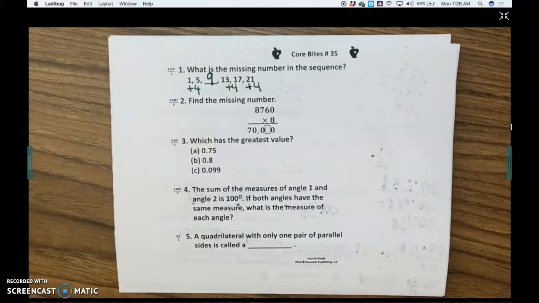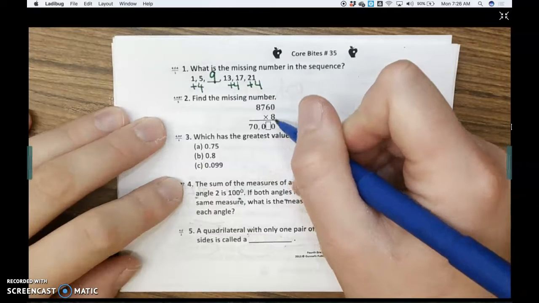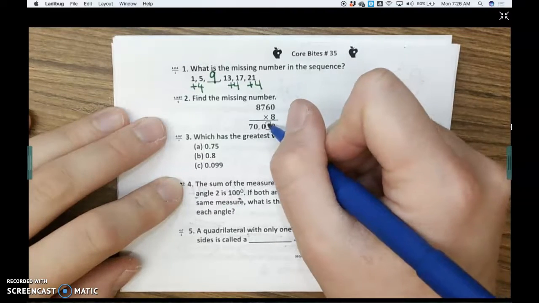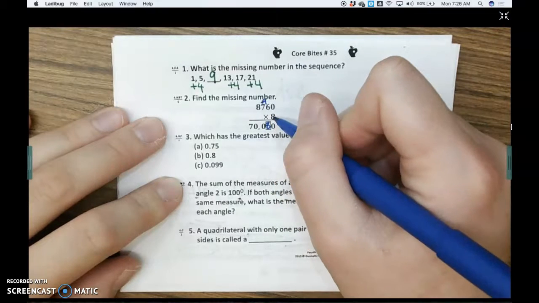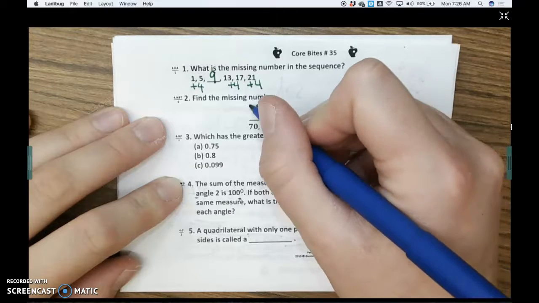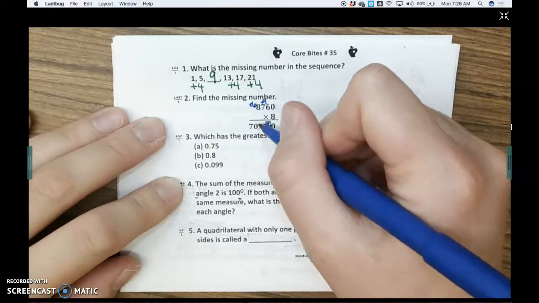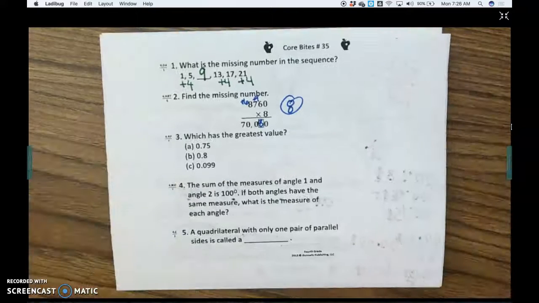For number 2, they want you to find the missing number in this multiplication problem. So we know 8 times 0 is 0. 8 times 6 would give you 48. So if you put the 8 here, regroup with 4, 7 times 7 is 49, 7 times 8 is 56, plus 4 would give you 60, and then 8 times 8 is 64, plus 6 would give you the 70. So your missing number is that 8 right there.